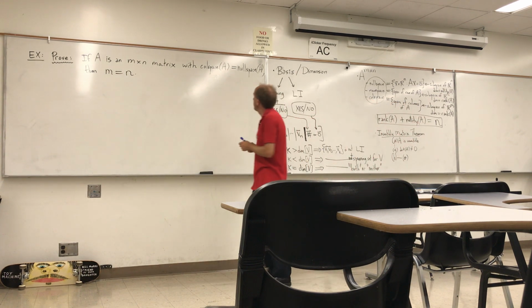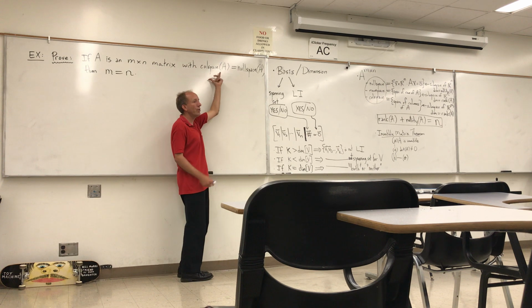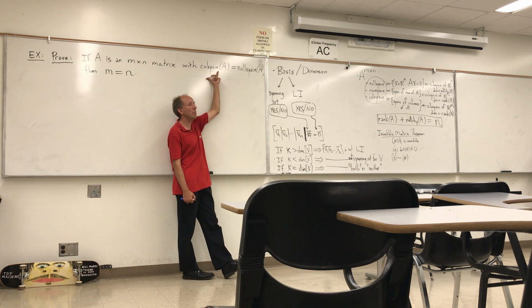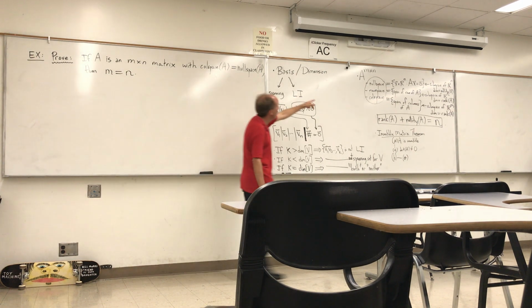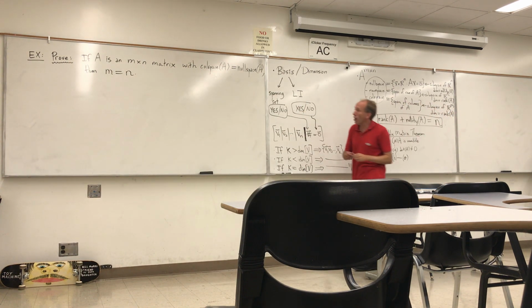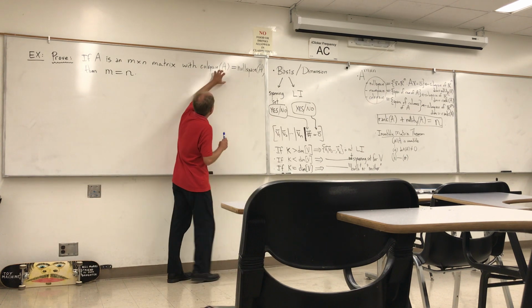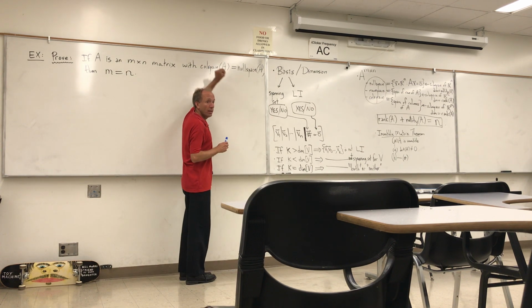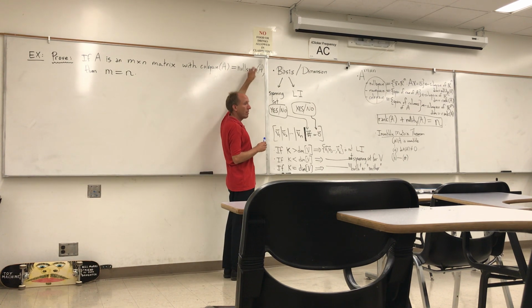So let me ask you, think on this one. How many slots are there in anything that's in the column space? M slots, right? Okay. Look at the column space is a subspace of Rm. So there are M slots in anything here. How many slots are there for any of the vectors that are in the null space of A?